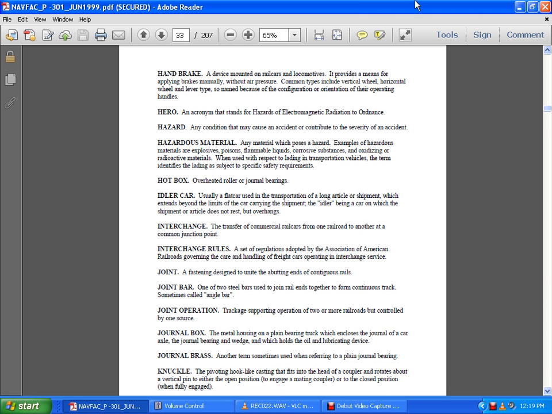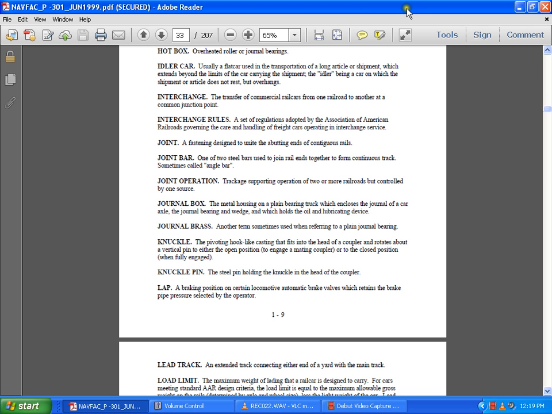The joint is the fastening designed to unite the abutting ends of a continuous rail. A joint bar is one of two steel bars joining the rails to form continuous track, sometimes called an angle bar. Joint operation is track supporting operation of two or more railroads controlled by one source.